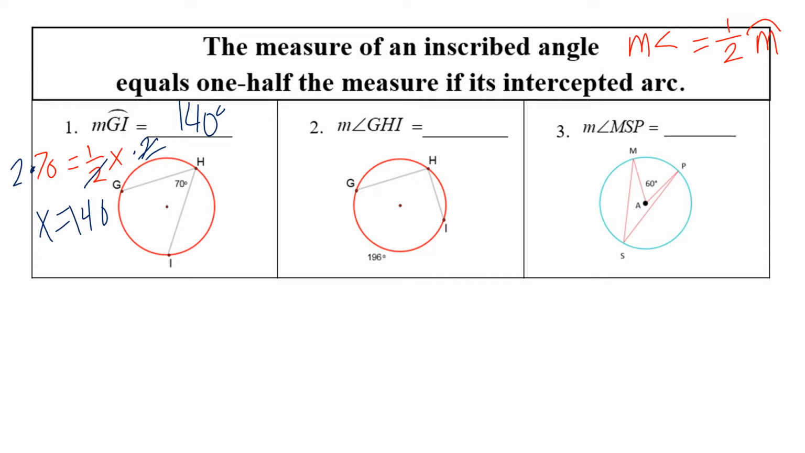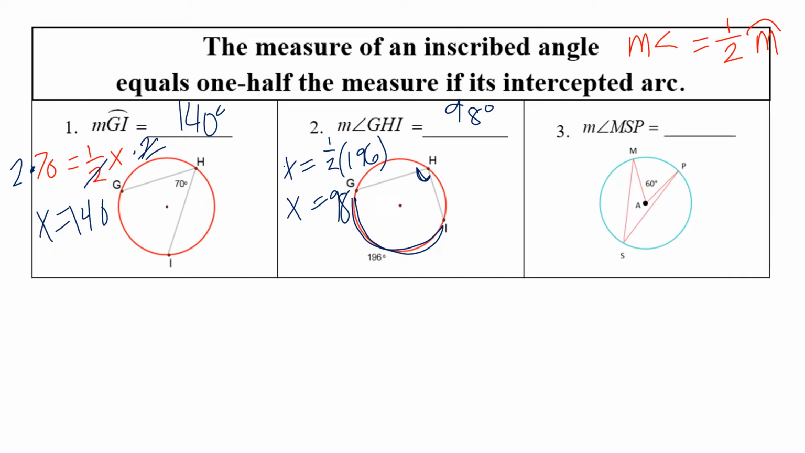For number 2, we have 196, and this is the arc measure because it's on the outside. Please make sure you're taking your time on these and get them right. So we are looking for the measure of the angle, and we have 1/2 of the measure of the arc. So 1/2 of 196 is 98. So this angle here is 98 degrees.